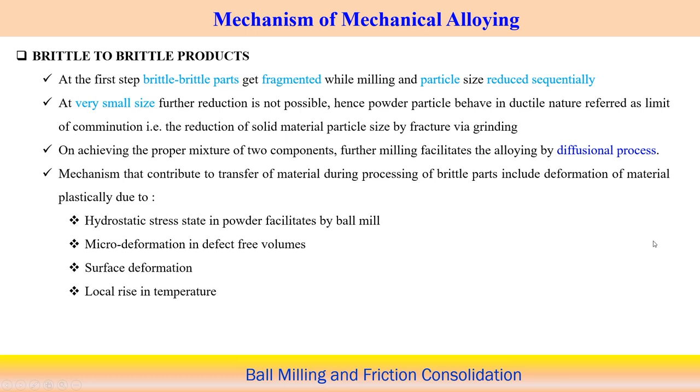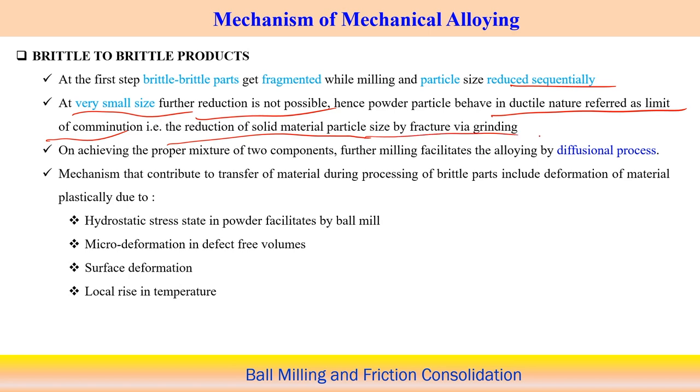Now brittle to brittle products: in this case both are brittle particles, and both get fragmented while milling. The particle size reduces sequentially, very gradually, with further impact interactions. Finally we reach very small size particles, but further reduction of the particle size is not possible. This is referred to as the limit of comminution. The limit of comminution is the reduction of solid particle size by fracturing or grinding operations, where we always try to reach one particular size, and further reduction is not possible.